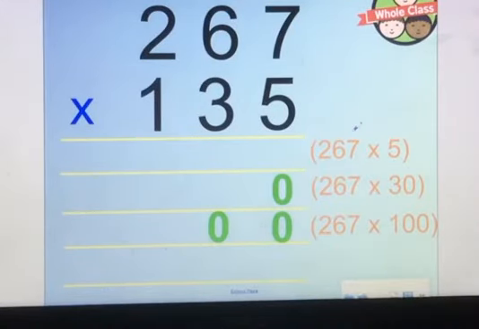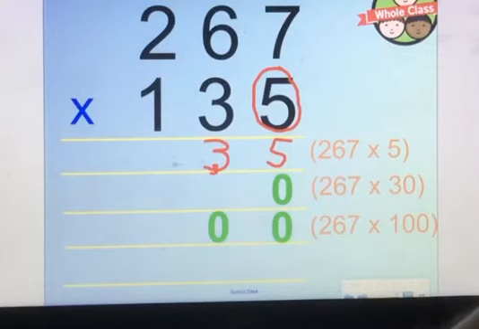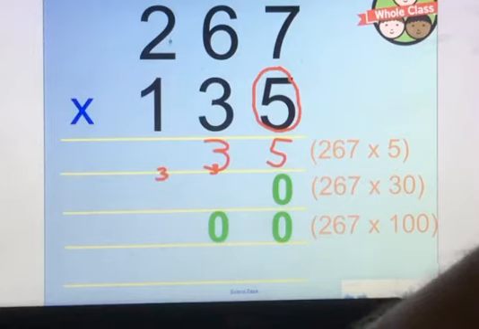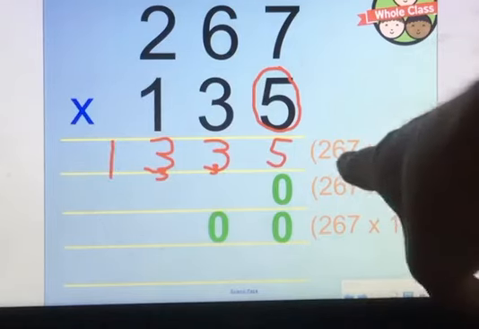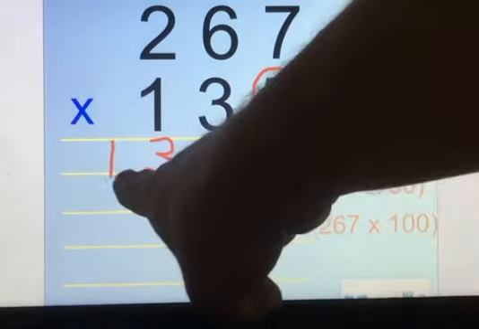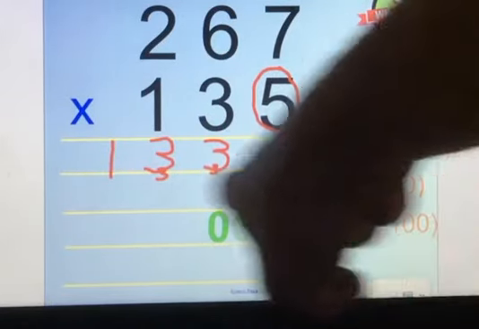So firstly, going to times everything by the 5. Going to put a circle around that because I don't want to move on to the 3. 7 times 5 is 35. 6 times 5 is 30, add the 3 is 33. 2 times 5 is 10, add the 3 is 13. And like I said, we always check. 267 times 5, 1335. I think that's good because I know if I times that by 10 and halve it, this is what we have.